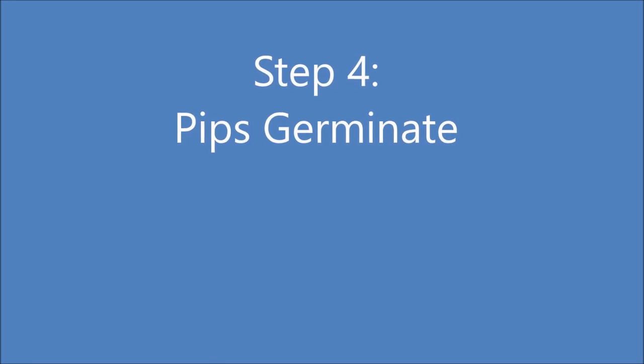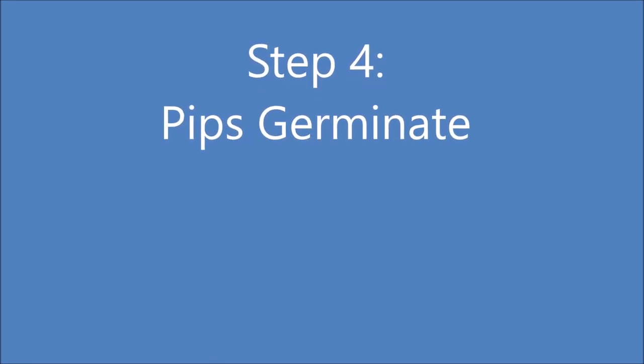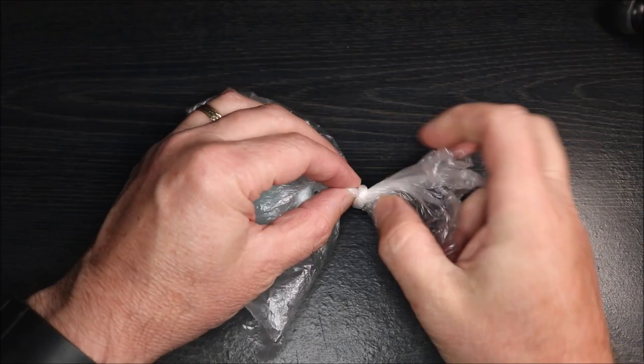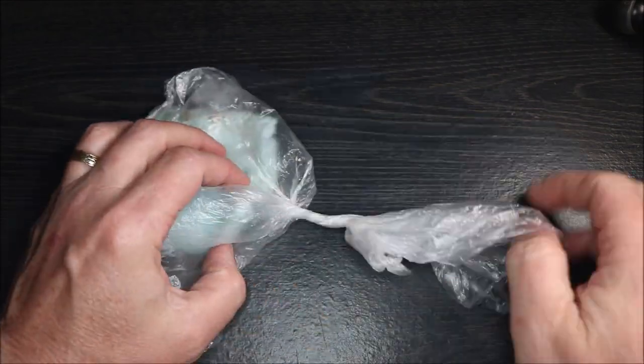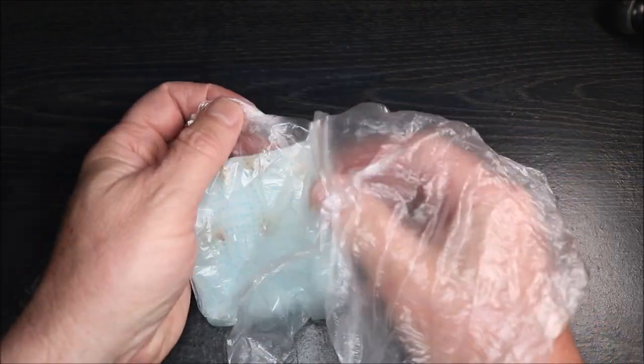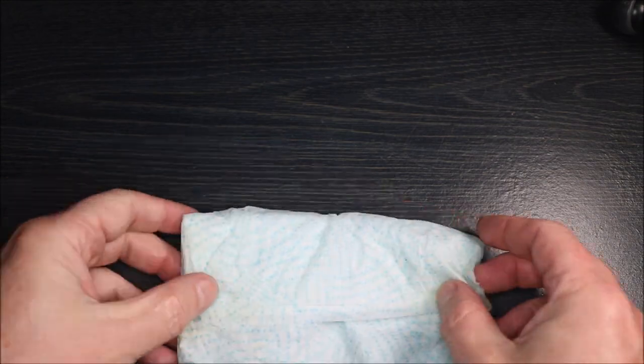Step 4. Keep looking at the pips every few days, and then within 1 to 2 weeks they will have germinated. You'll see this by a small root coming out of the end of the pip.